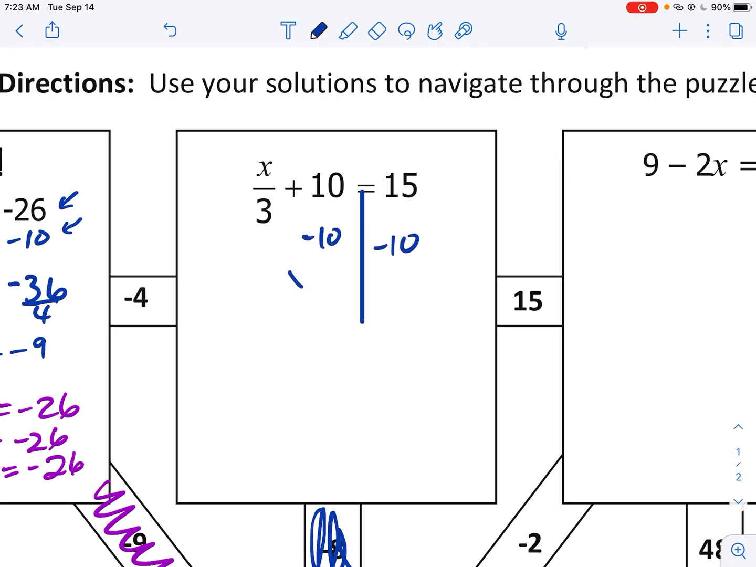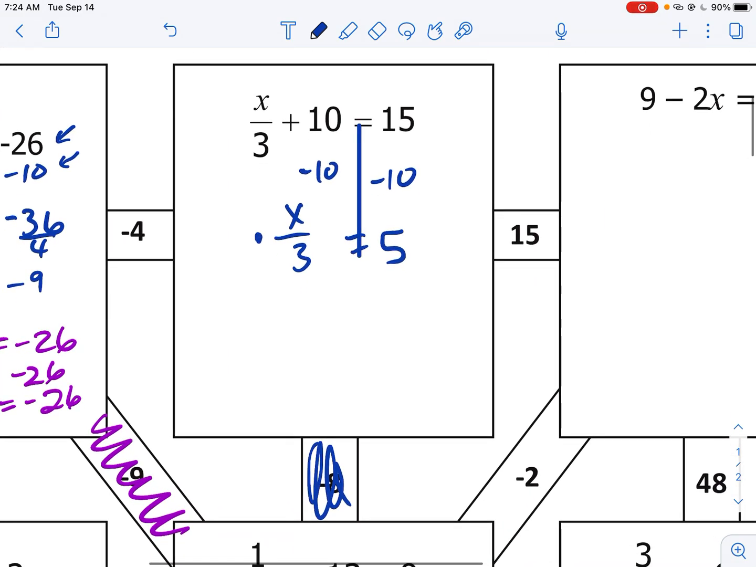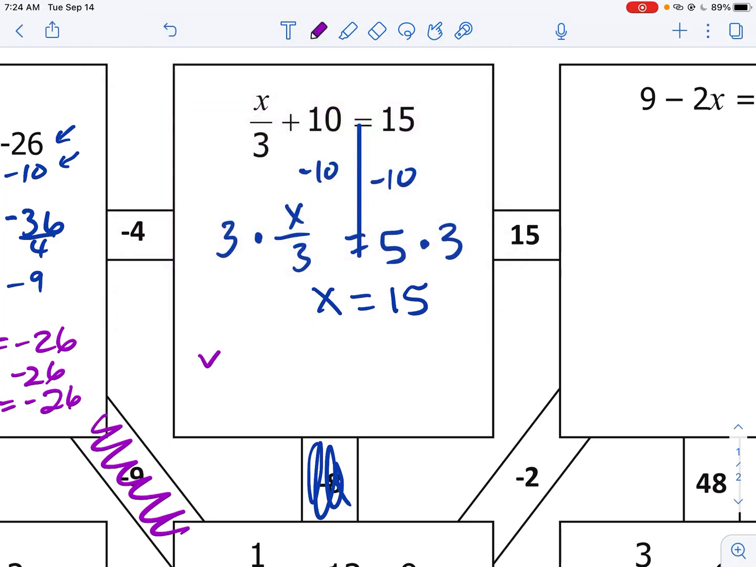Then I do this problem. I subtract 10 from both sides of the equal sign. I get x over 3 equals 5, because 15 minus 10 would get me 5. I multiply, because this is division, so the opposite of division is multiplication. I multiply by 3 on both sides and get 15.